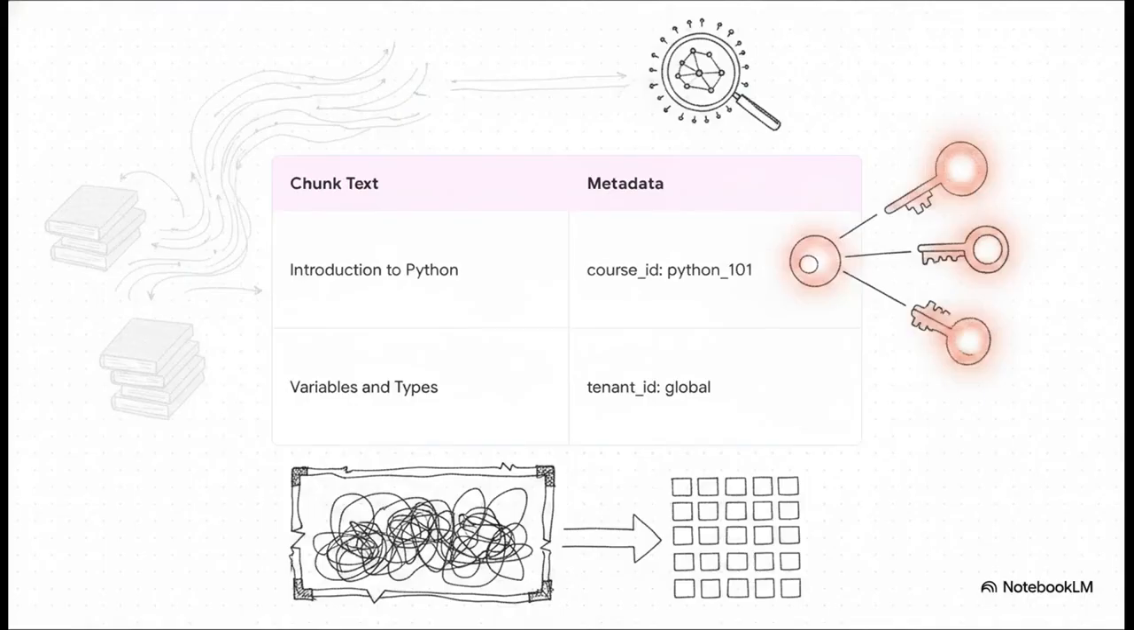And this brilliantly illustrates what a well-prepared chunk actually looks like in practice. You have the raw text of a specific course lesson on one side, but attached to it are these metadata tags, things like course ID, tenant ID, access level. These tags are absolute magic. They turn raw text into filterable, manageable assets that prevent utter chaos when your database scales up to millions of documents.